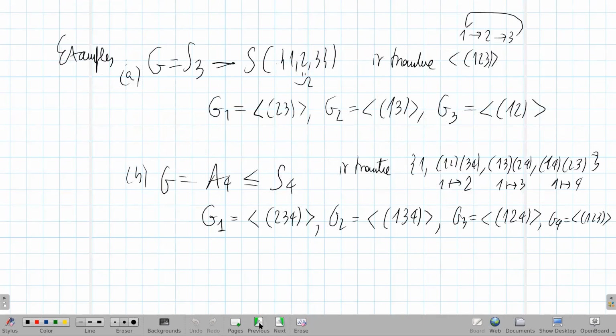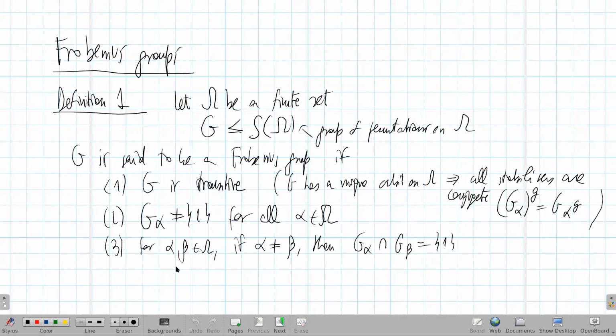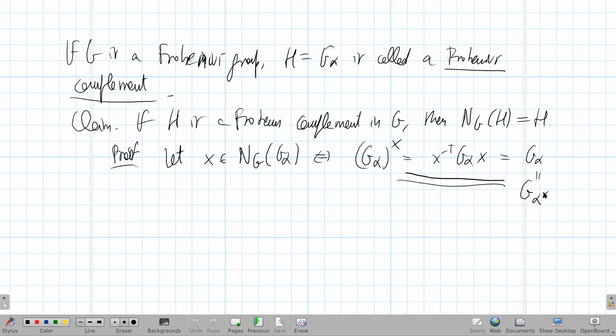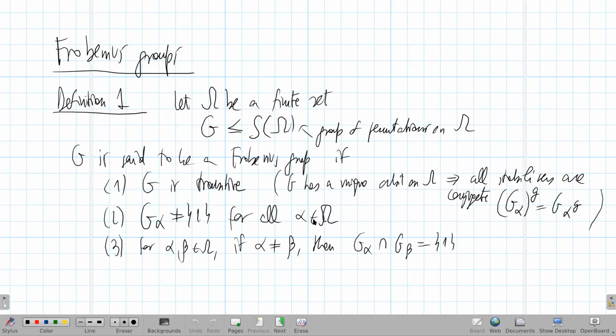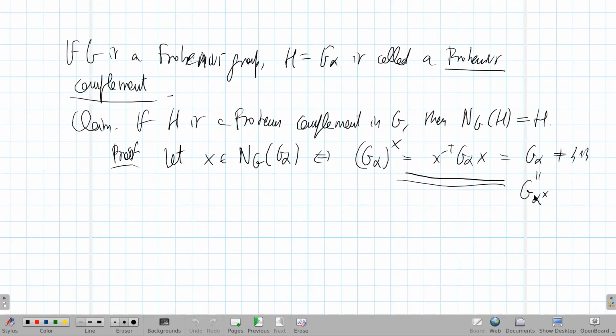But if you look back at the definition, it says that if you have two different elements, then their stabilizers are disjoint. And here you have two elements, alpha and alpha x, which have the same stabilizer. And recall, another condition is that this is different from one. Let's go back a second. Stabilizers are different from one. So here you have two stabilizers that not only don't have a trivial intersection, they are actually equal. Okay, it follows that alpha equals alpha x.